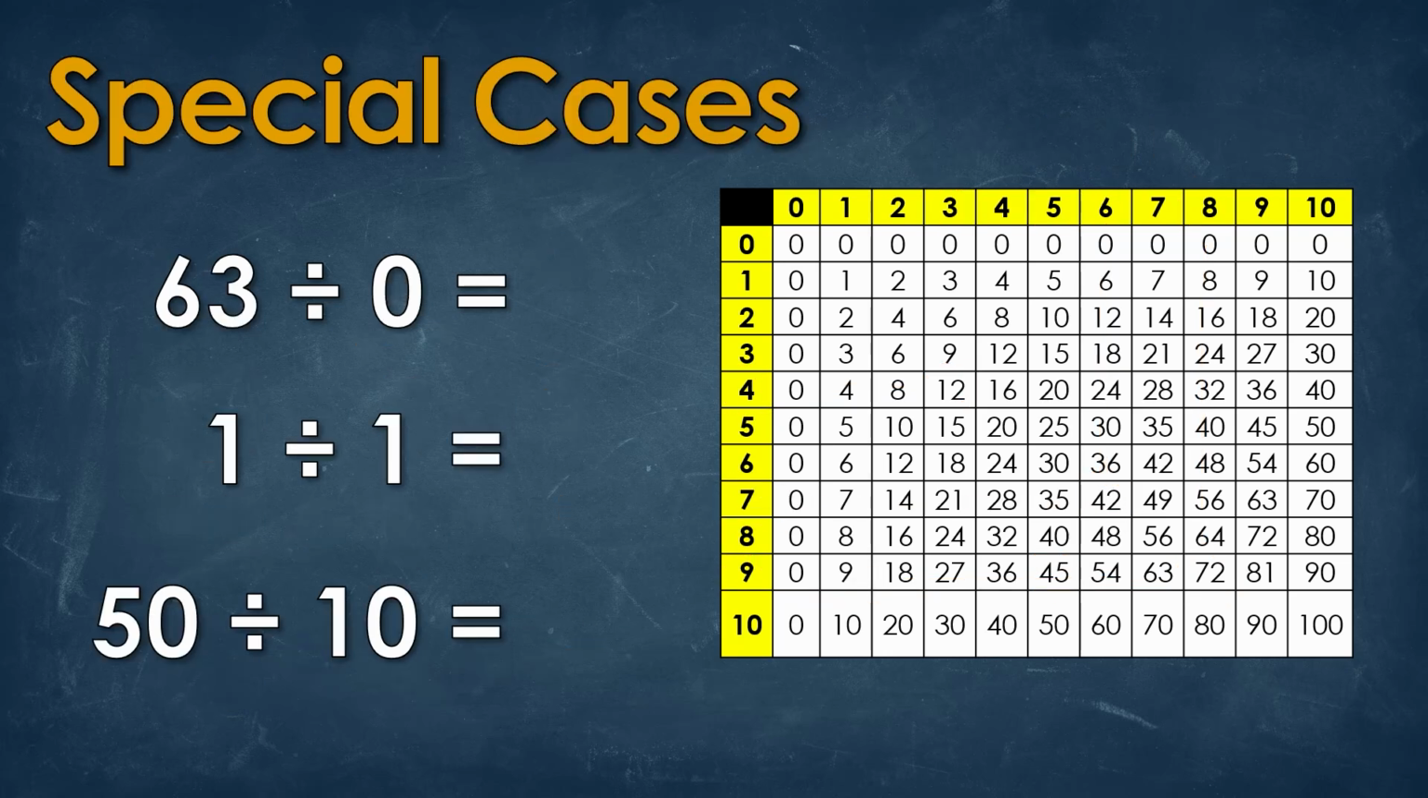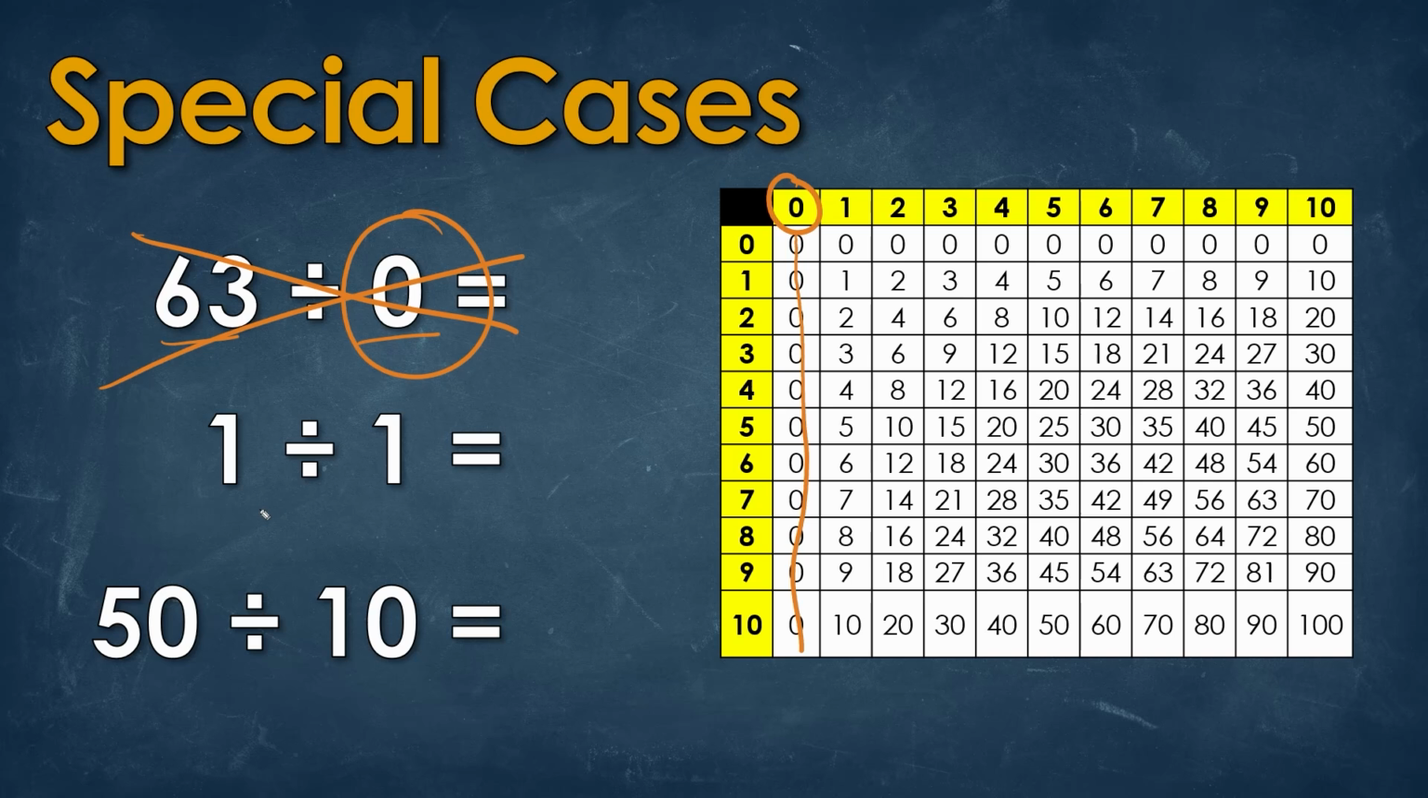Now let's look at some special cases. So if we have, say, 63 divided by 0, well then what we'll do is we'll start with 0, which is here. And if you notice, we work our way down, it's always 0, which means that this does not exist. This can't happen. We can never divide a number by 0. It does not exist.